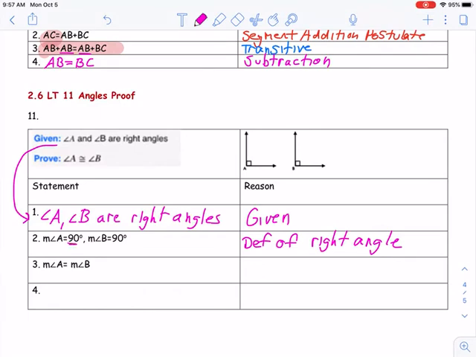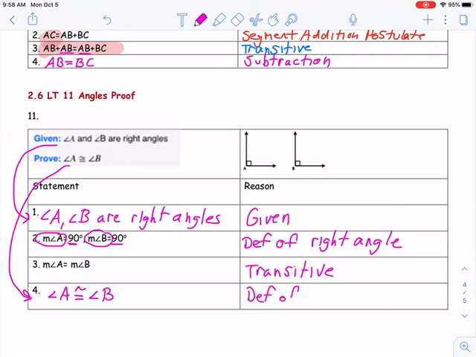And then again, they both equal 90 degrees, so they equal each other. If A equals 90, B equals 90, measure of angle A must equal the measure of angle B by transitive. So even now we're doing angle proofs, very similar to the segment stuff. And then lastly, what I want to prove is always my last statement. So if measure of angle A equals the measure of angle B, angle A is congruent to angle B by the definition of congruence. Nice.